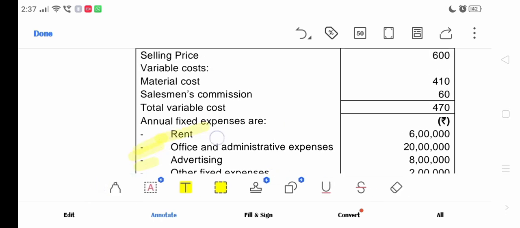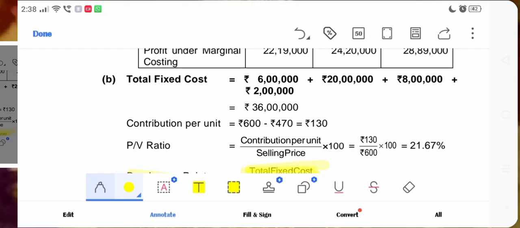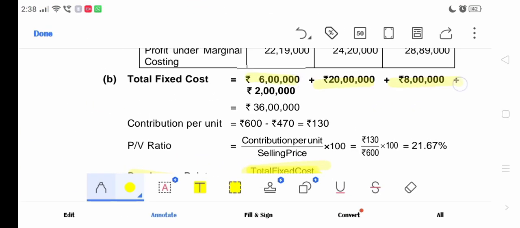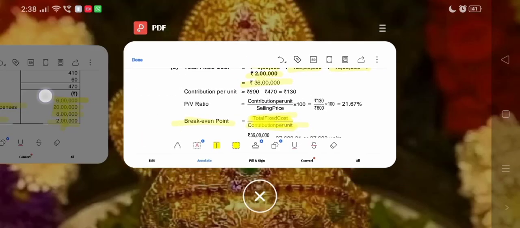some kind of fixed expenses, that is rent, office and administrative expenses, advertising and other fixed expenses. So if we add all these, 6 lakhs plus 20 lakhs plus 8 lakhs plus 2 lakhs, the total comes to 36 lakhs, which is the total fixed expenditure. And contribution per unit we require, no?